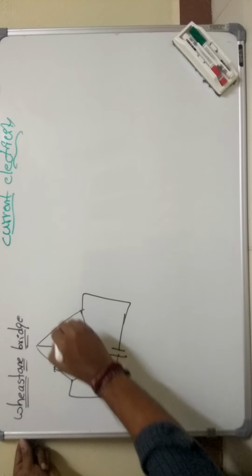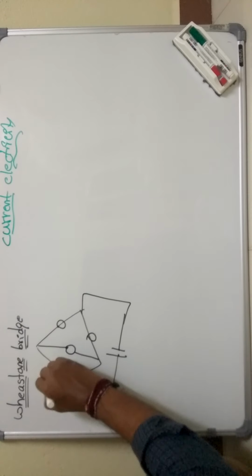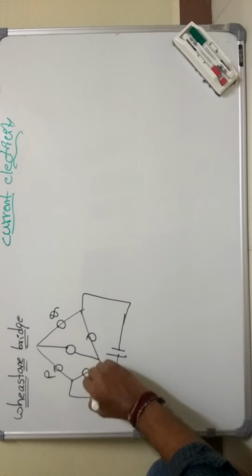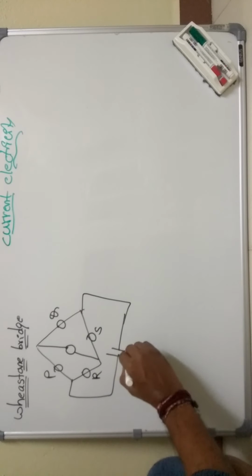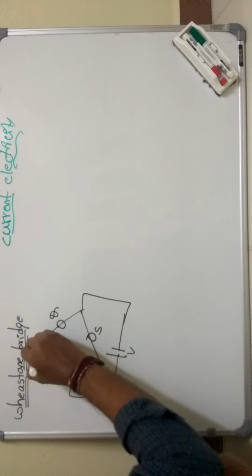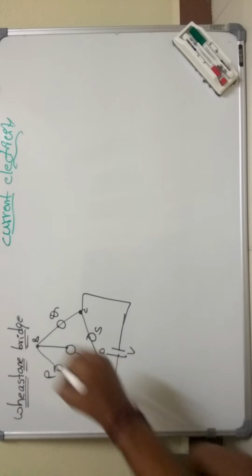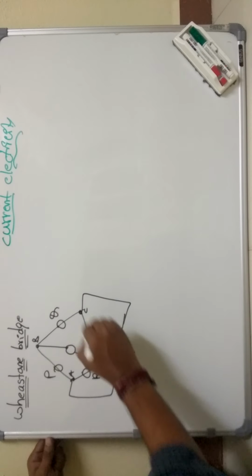4 arms, arm 1, arm 2, arm 3, arm 4. So the resistances are P, Q, R, S. So it is the voltage. A, B, C, D. These are the four junctions A, B, C, D.